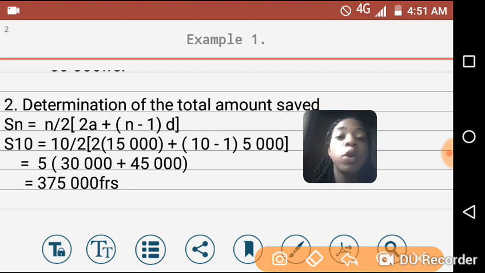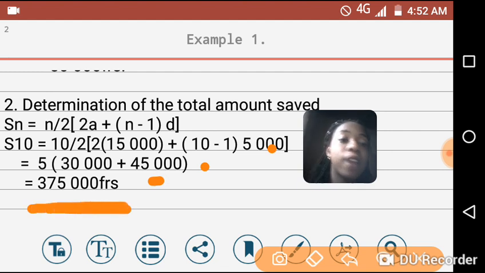So S10 is equal to 10 divided by 2 into 2 times 15,000 plus 10 minus 1, and you multiply by 5,000 francs. When you do all that, 10 divided by 2 is going to give you 5. 2 times 15,000 is going to give you 30,000, and 10 minus 1 is 9. You take 9 and multiply it by 5,000 francs, it's going to give you 45,000 francs. When you sum all that, it is going to give you 375,000. That's the sum of the total savings made in an arithmetic progression by Akko.